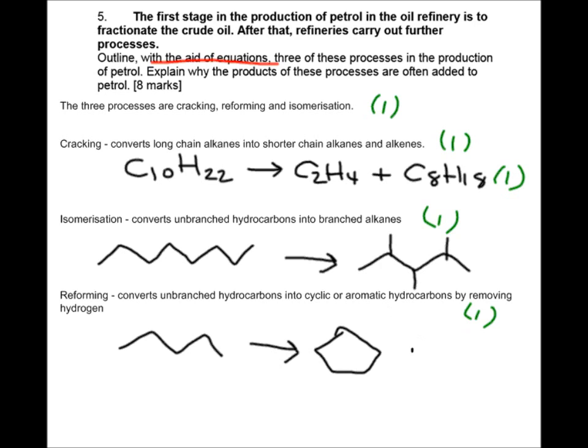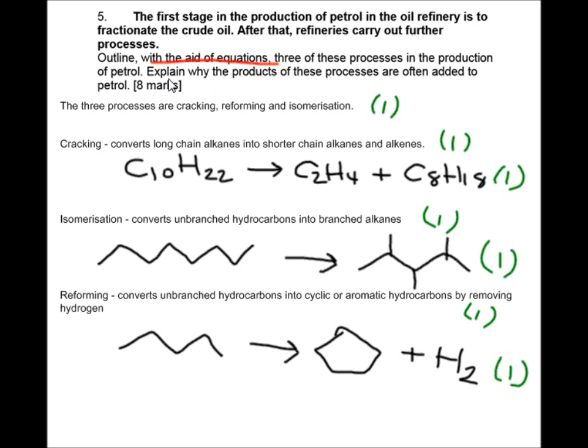And to do that, we've had to remove a hydrogen molecule. We then get another, so there's another mark available for each of those. So up to now, we've got 1, 2, 3, 4, 5, 6, 7 marks out of the 8.